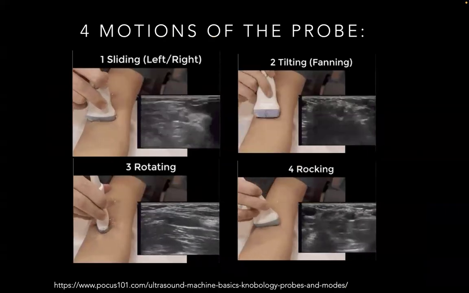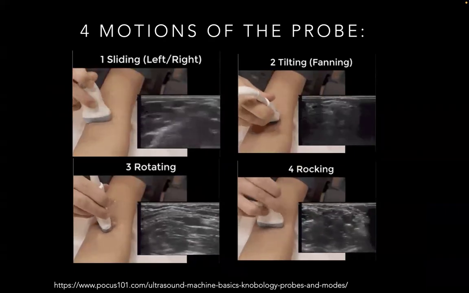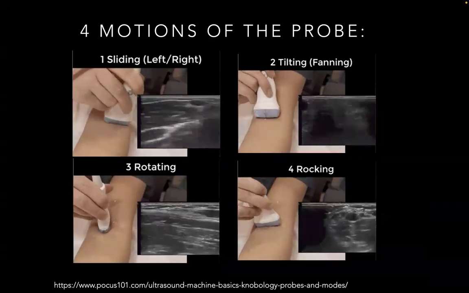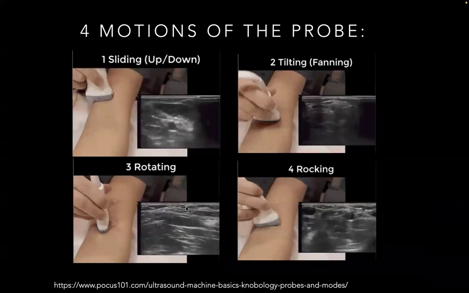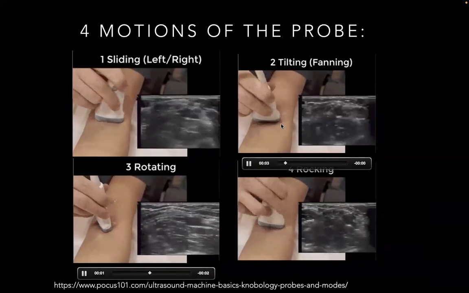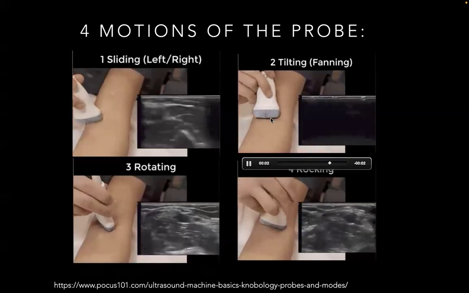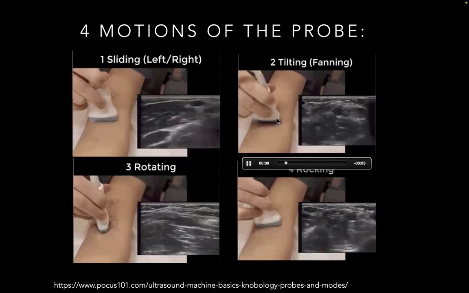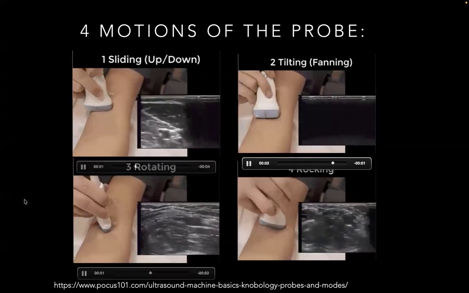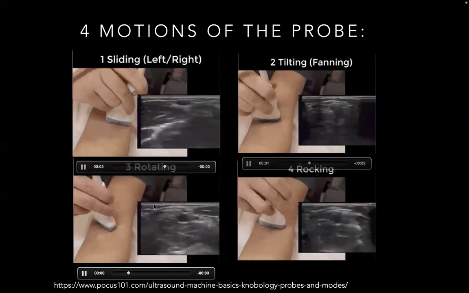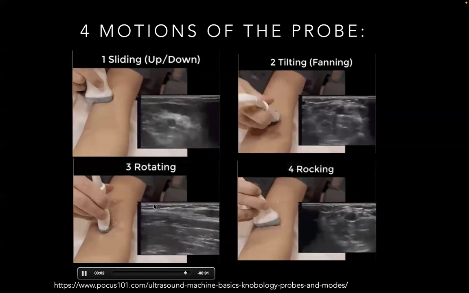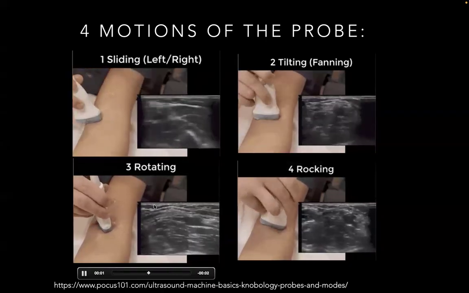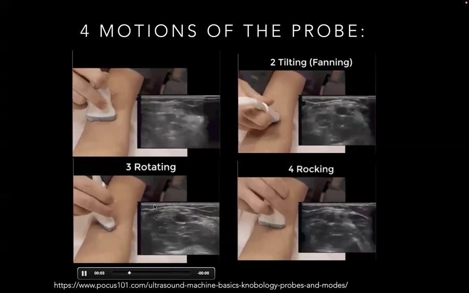There are also 4 cardinal motions of the probe. As you can see, there's sliding, tilting, rotating, and rocking. Sliding is really just translating the probe up and down, left and right. Tilting is fanning the probe on its short axis. Third, rotating is just pivoting right on the actual area of interest. And fourth, rocking is tilting it on its long axis.